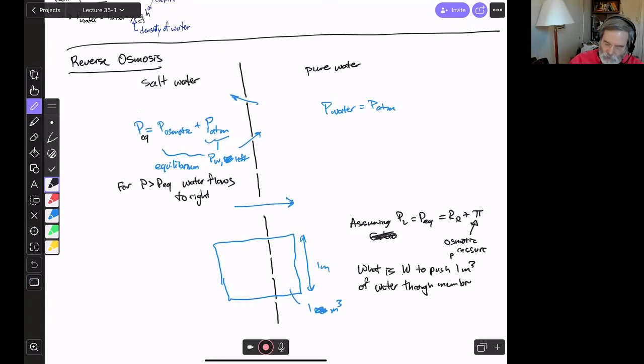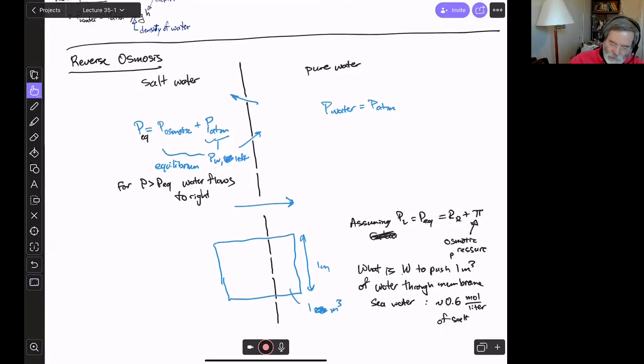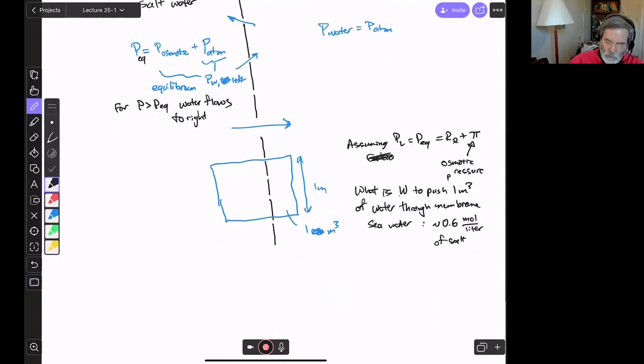Now, in order to do that calculation, you need to know the concentration of salt in the left side. So seawater has a molarity of about 0.6 in salt, so moles per liter of salt. And so part of your job is to convert that to moles per cubic meter, but maybe I'll just tell you that there are 1,000 liters in a cubic meter. And we're going to be doing this at room temperature. So that's 20 degrees Celsius. And I think that's all you need.